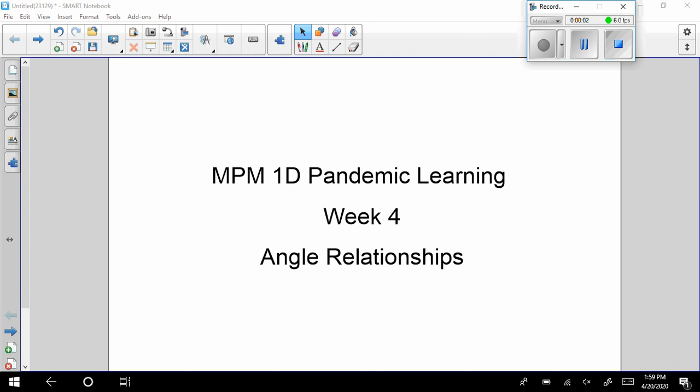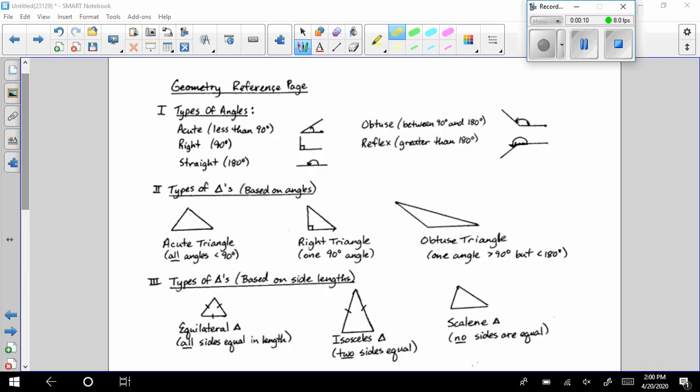It's the fourth week of pandemic learning, and this week's lesson focuses on angle relationships. Included in your package is a geometry reference page. Now, quite a bit of it you might already remember from elementary school, things like types of angles that you can have.